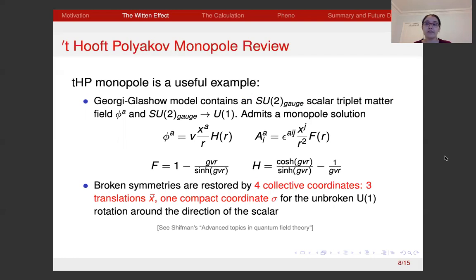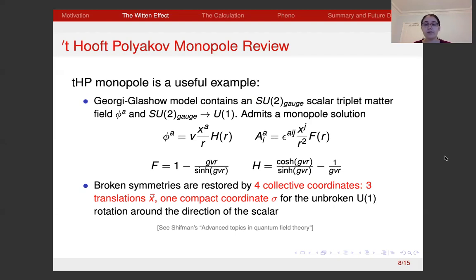Now, this Georgi-Glashow model, after breaking down to U(1), has 4 symmetries. It has 3 translation symmetries, as well as a rotation around the unbroken U(1). But the monopole solution is going to break those 4 symmetries. So in order to restore those symmetries, we're going to introduce the collective coordinates to parameterize the moduli space of monopole solutions. So we're going to introduce 3 translations x and 1 compact coordinate sigma.